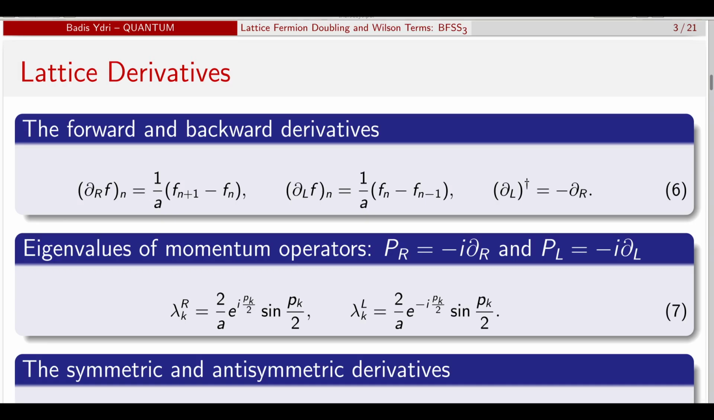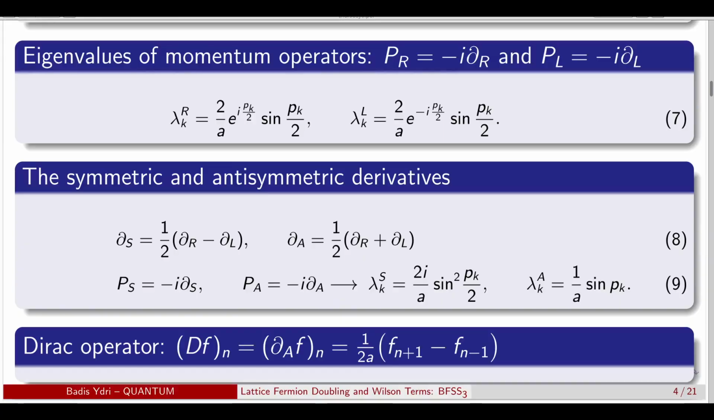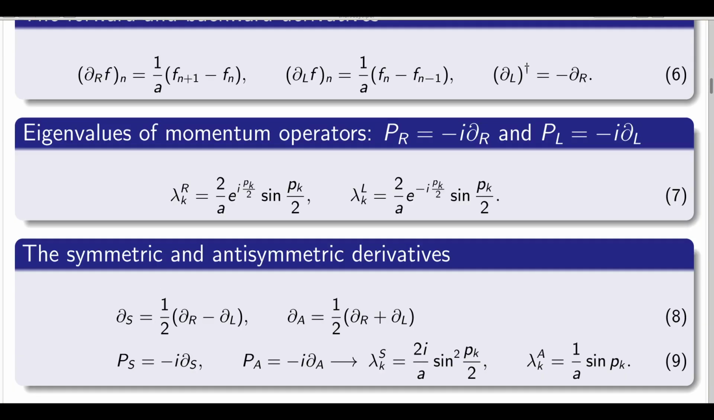The eigenvalues of the corresponding momentum operators are easily computed. They are given in equation 7. From these, we define two combinations. The symmetric derivative, partial S equals 1/2 times partial R minus partial L, and the antisymmetric derivative, partial A equals 1/2 times partial R plus partial L. The eigenvalues of the corresponding momentum operators are given in equation 9.